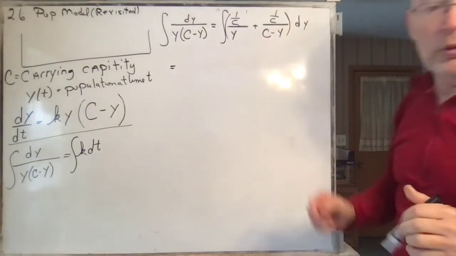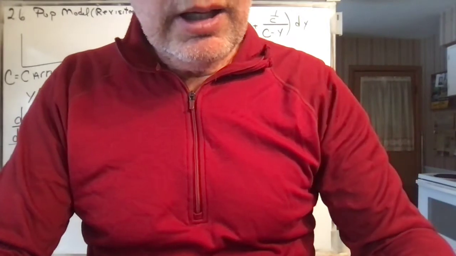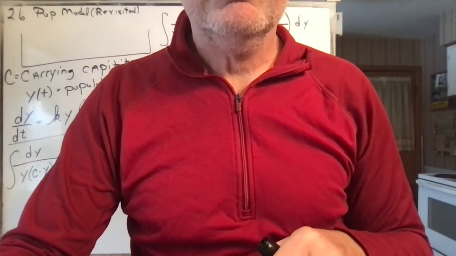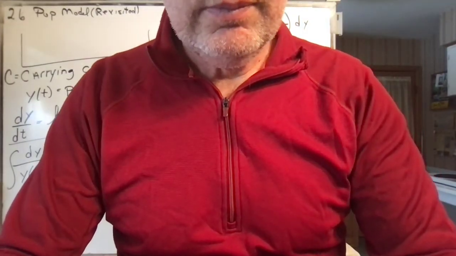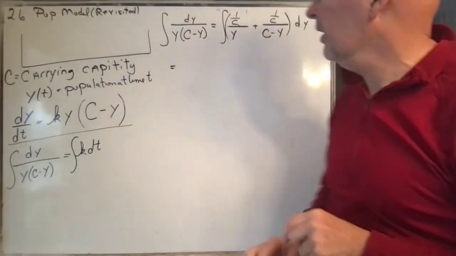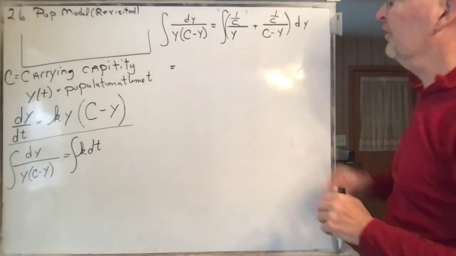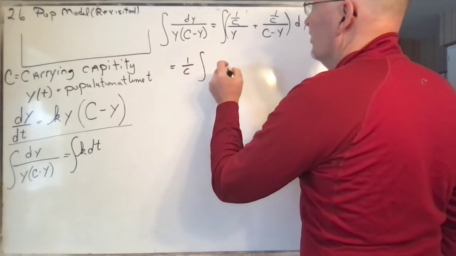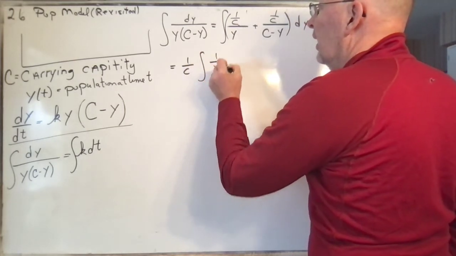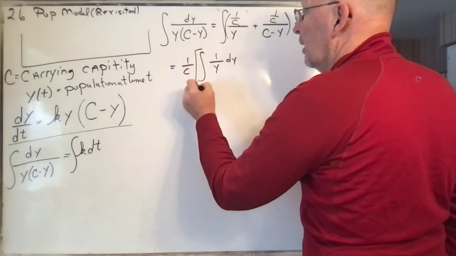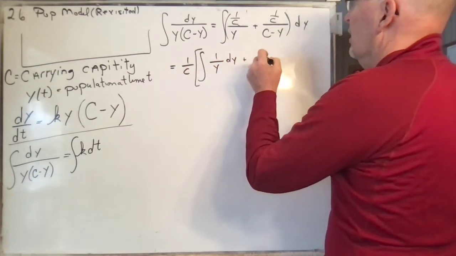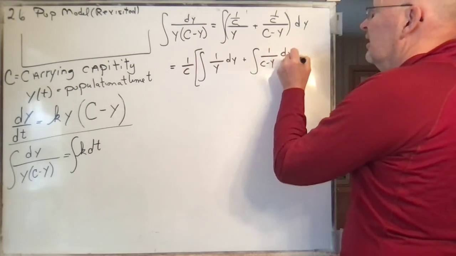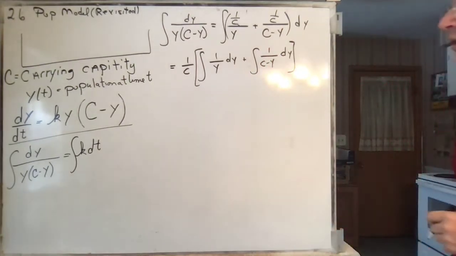Notice that the 1 over c, that's a constant. I can bring that out front. And I can break this up into two integrals, 1 over y dy plus 1 over c minus y dy. Agreed?